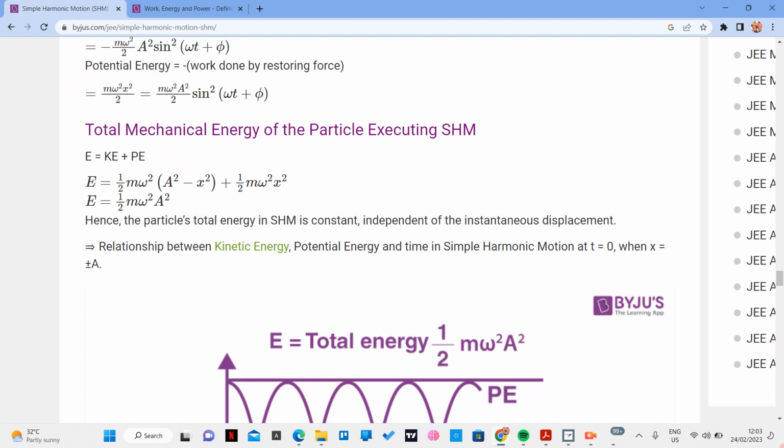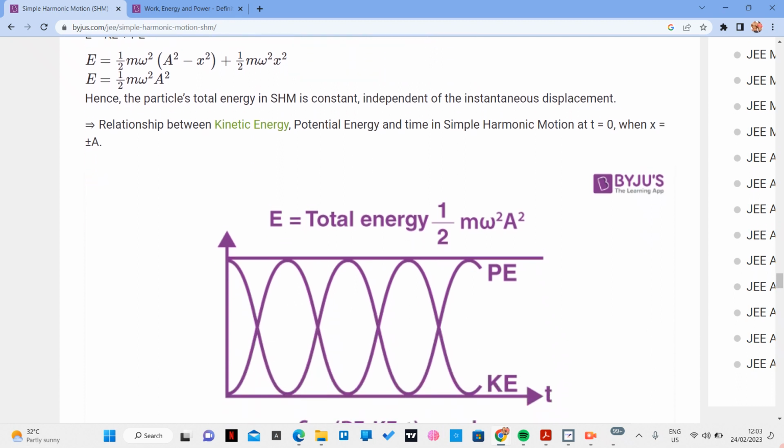Pause this video and take note of this formula. And this is the diagram. It is a very fine diagram that shows you the relationship between the potential energy and the kinetic energy. When the potential energy is low, the kinetic energy is maximum. That's the way it goes, up and down, up and down.